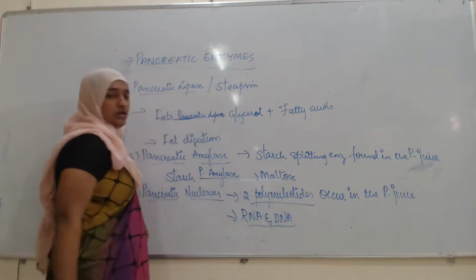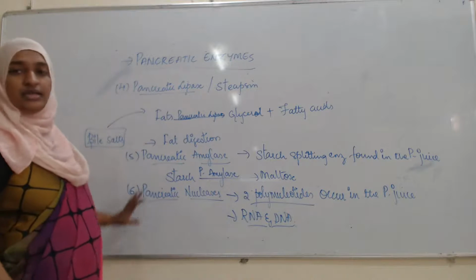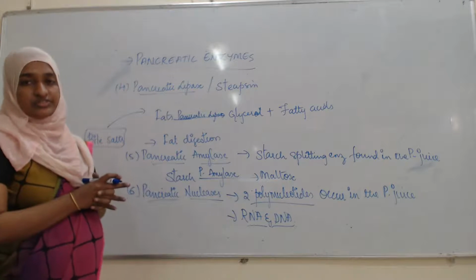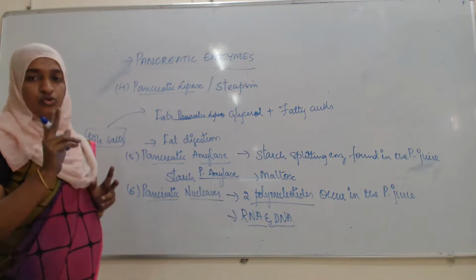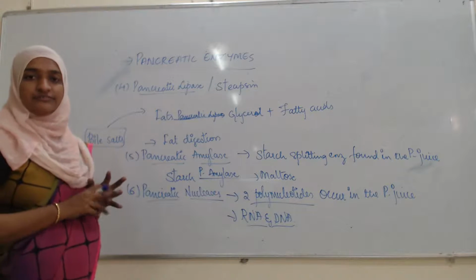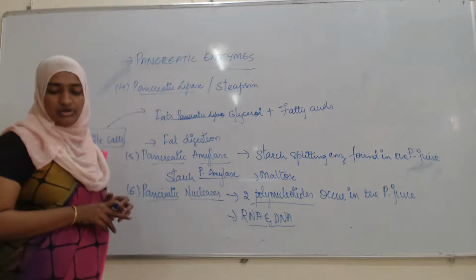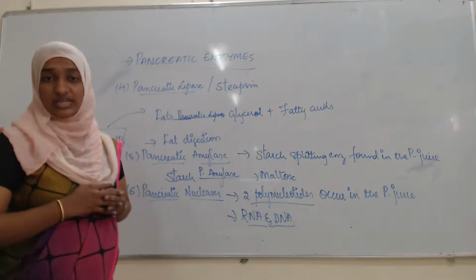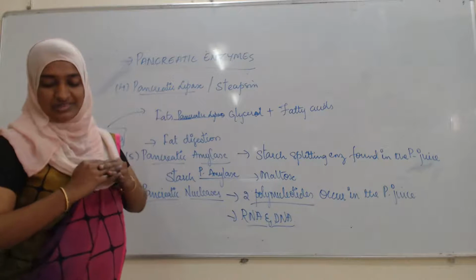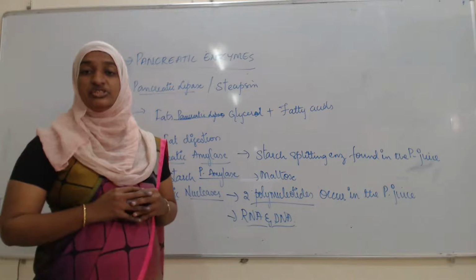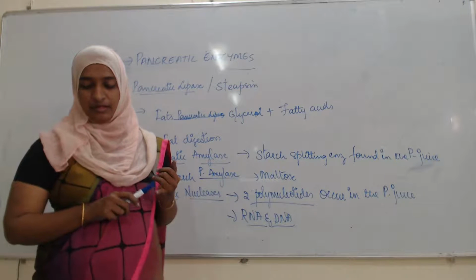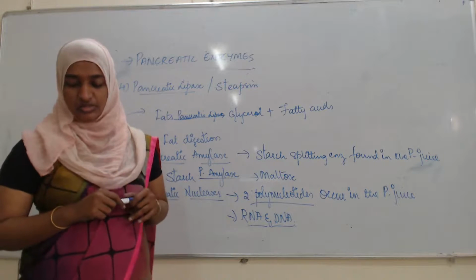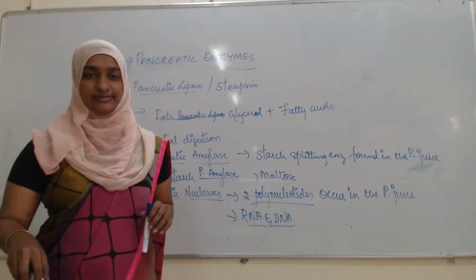So, this is about the pancreatic enzymes. Whatever the regulation of pancreatic juice is there, it is under the control of two phases. One is the nervous phase and the other is the hormonal phase. In the nervous phase, whatever the gastric juices are going to secrete, that is nerve impulses arising from the stimulation through the sight, smell or taste of food reaches the pancreas through the branches of vagus nerves.